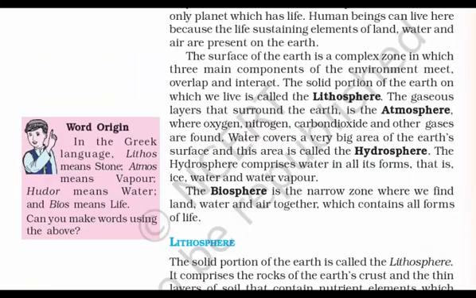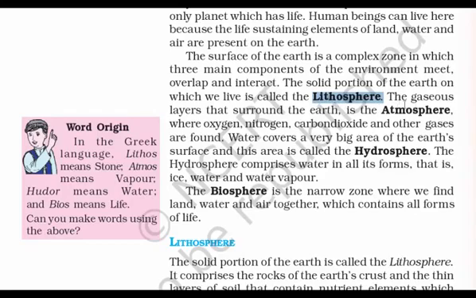In this chapter, we will speak about the three main components of the environment. They are the lithosphere, atmosphere, and hydrosphere. So what is lithosphere? The solid portion of the Earth on which we live is called the lithosphere. In simple terms, lithosphere is nothing but the rocky bed that lies beneath your foot.